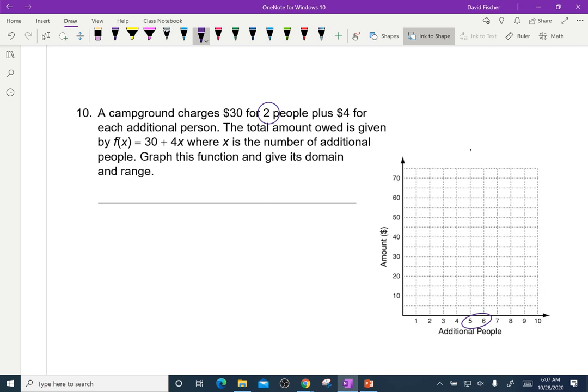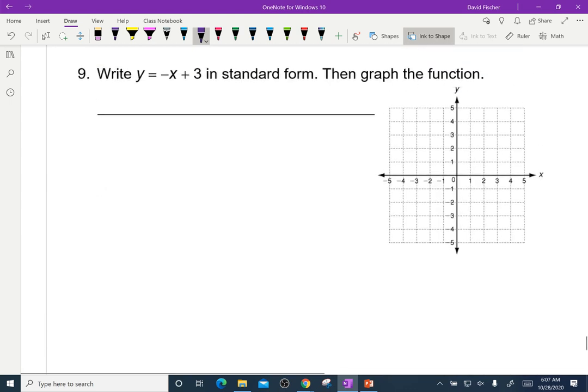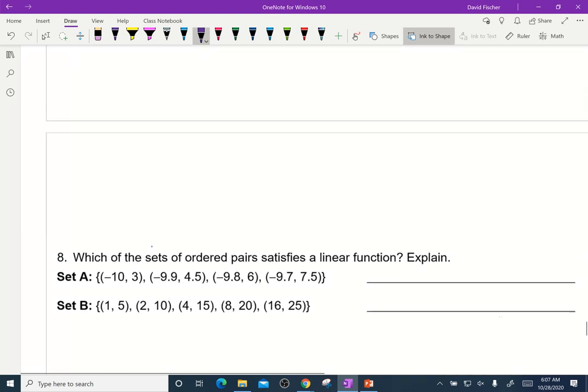All right. So anyhow, think about that, and we'll see you tomorrow when we take standard form and we start graphing without making a table.